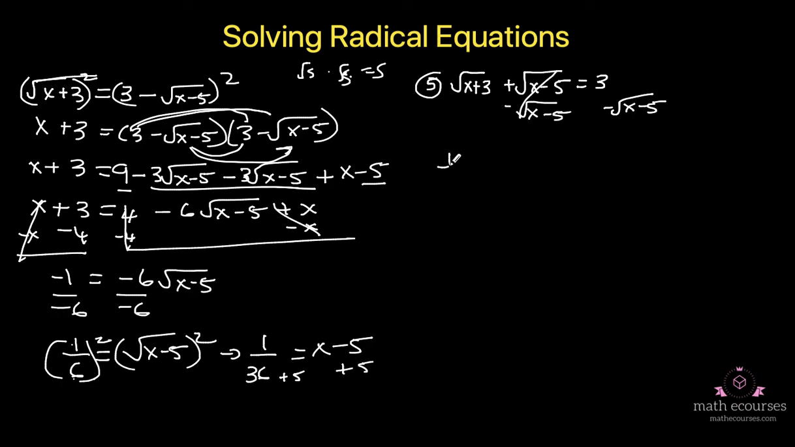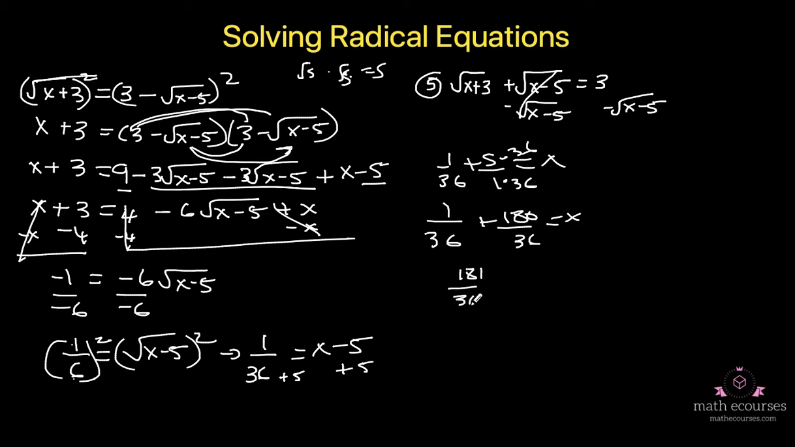So when you add 5, we're going to do common denominator. Yeah, like I said, normally there's no fraction here. I hope I didn't do something wrong, but I don't think I did. 1 over 36 plus 36 times 5 is 180 over 36 equals x. Add, so you get 181 over 36. To check this, I would plug it in here.